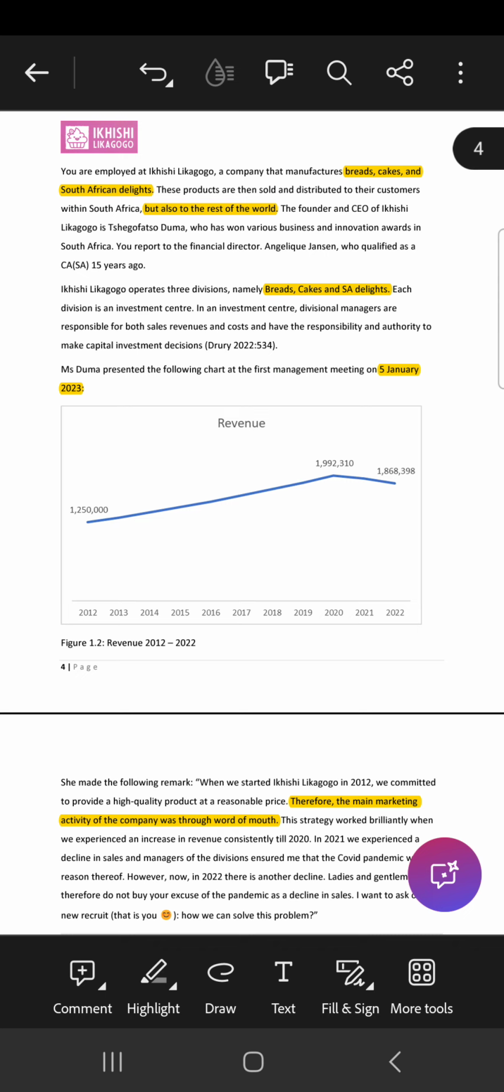We can break it down by region, because remember what the case study told us, that they supply or distribute these products within South Africa, but then also to the rest of the world. So then we need to do the analysis to say, okay, fine, local, what are our sales? Overseas, what are our sales? Local, for each product line. And that will tell us where the decline is happening.